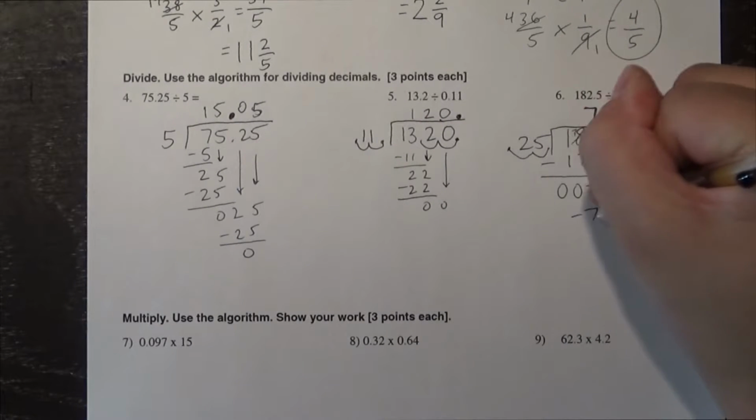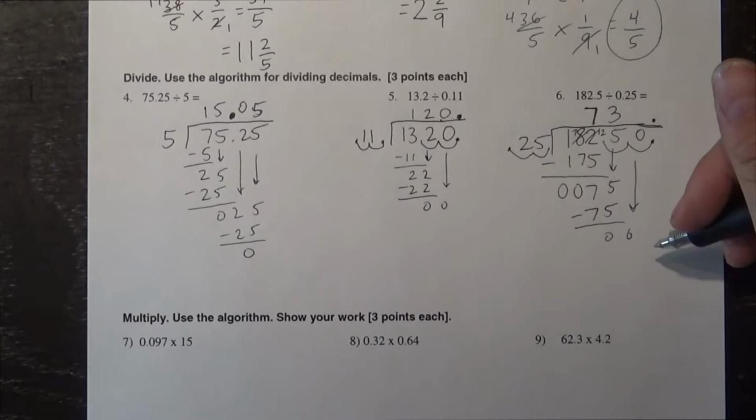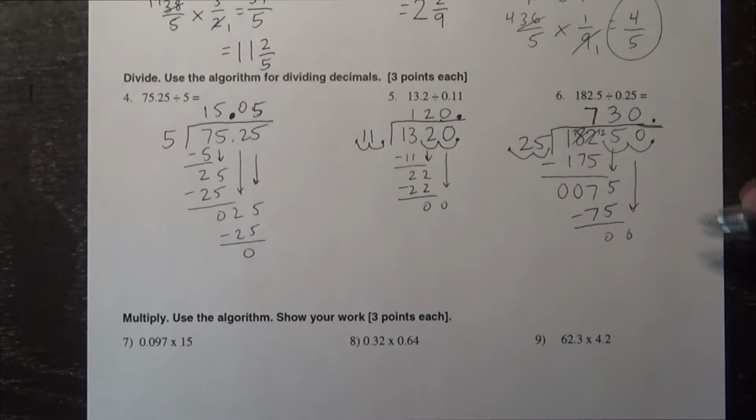Some of you might have to work out on paper, and that's fine to do that too. Then I get a 0. 25 goes into 0 times. So these ones may be kind of easy for us. I'm not sure, but I get 730 as my answer.